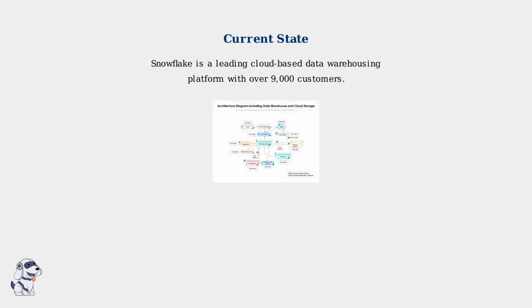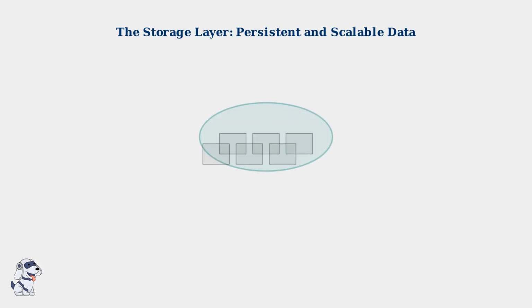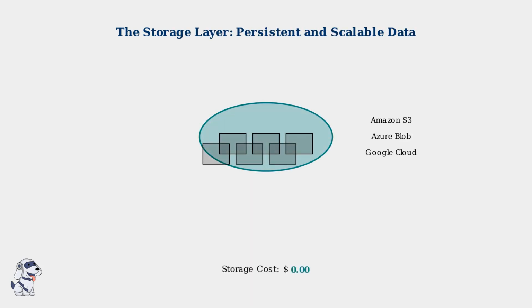As of 2025, Snowflake is a leading cloud-based data warehousing platform with over 9,000 customers, dominating the data analytics space with its innovative decoupled architecture. Snowflake's storage layer holds data in a compressed columnar format in cloud storage like Amazon S3, Azure Blob Storage, or Google Cloud Storage. This is persistent and automatically replicated.